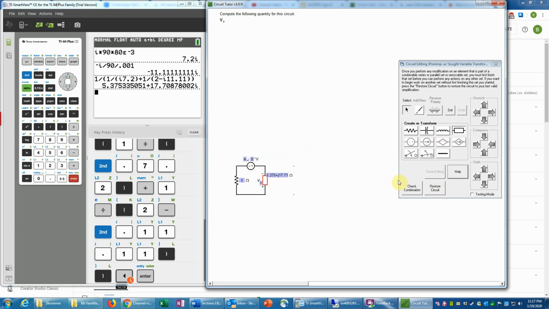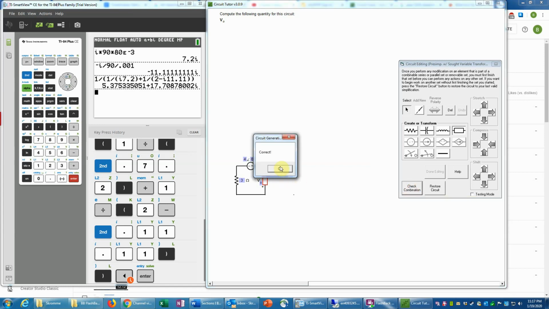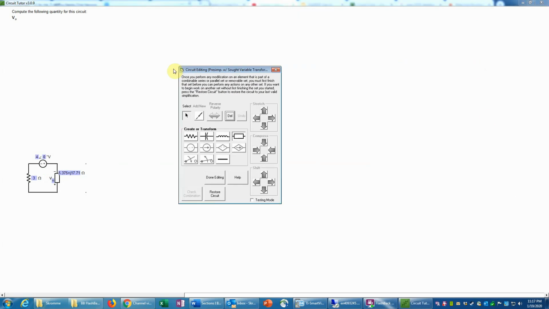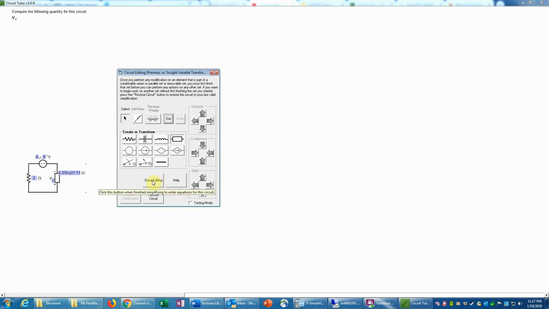Okay, so now we're going to check that combination. And that is correct. And now I'm going to go back full screen here. And we're done with the circuit editor. So I'm going to click Done Editing.